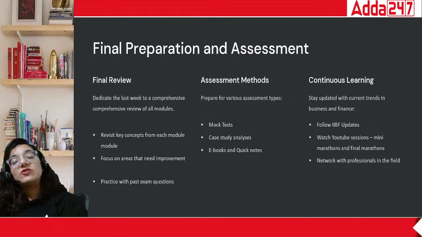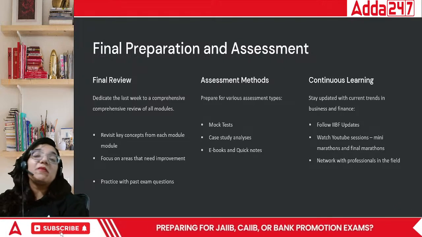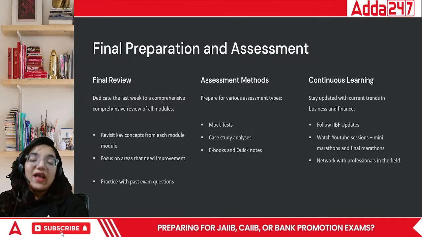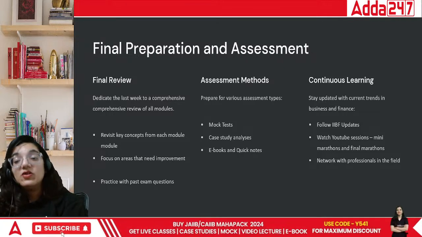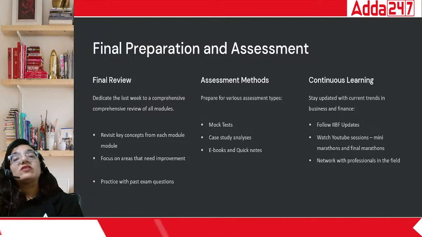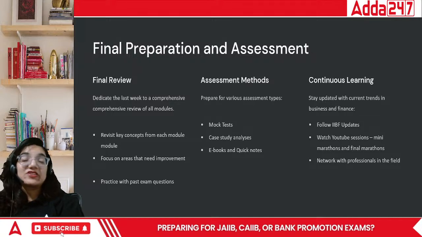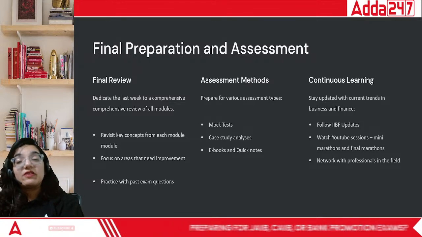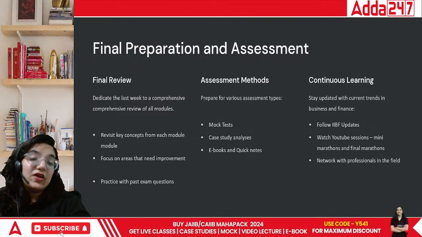And since it's a continuous learning, one of the basic things that you have to remember is please keep an eye on IIBF updates, whatever they're providing you. Watch these YouTube sessions in terms of this. We are creating mini marathons, maha marathons of different subjects. So if you get time, then you should definitely spend that particular time on all these things.